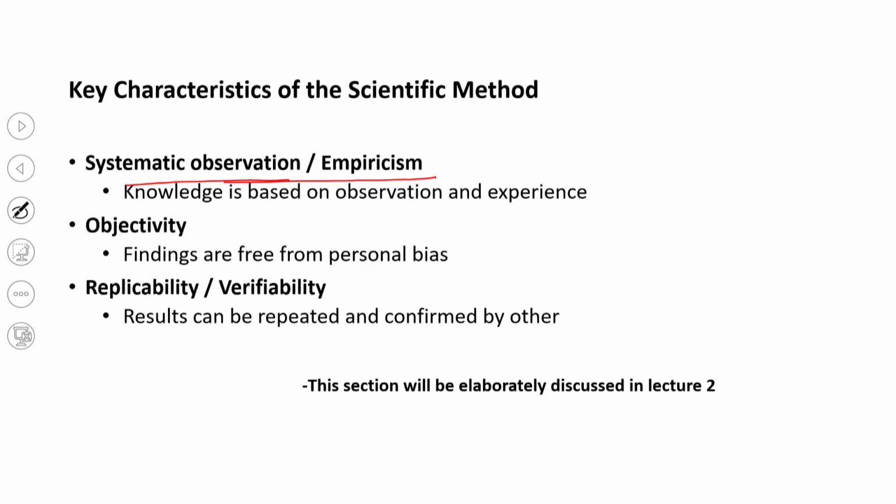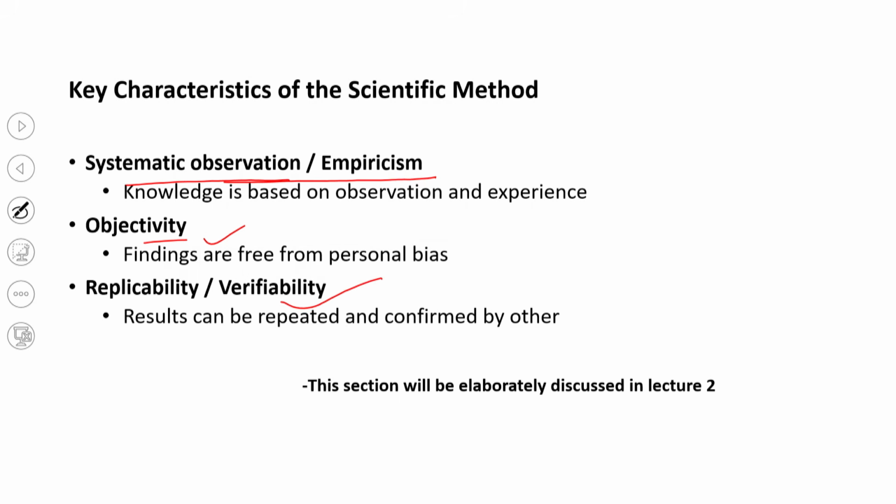The second thing is objectivity. Objectivity means that findings should be free from personal biases. In scientific inquiry, one should not impose one's own biases or whatever they think they know about something, because then it is biased. You have to just detect or observe whatever is available through your sense organs and then make conclusions. So, findings should be free from your personal biases. One should not impose their own understanding and whatever they think should be there; then it is not pure observation, it is biased observation.